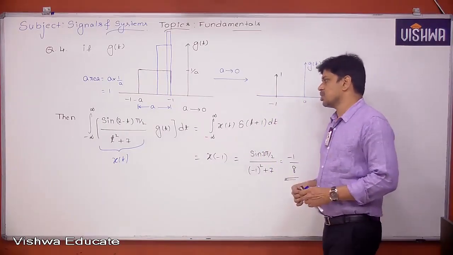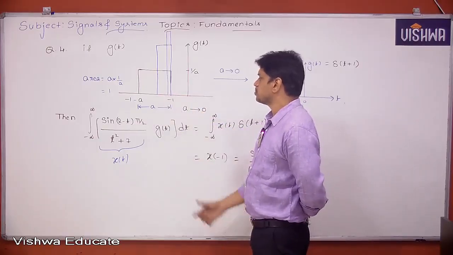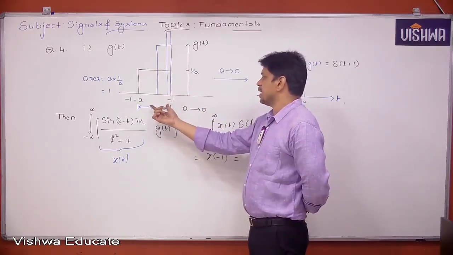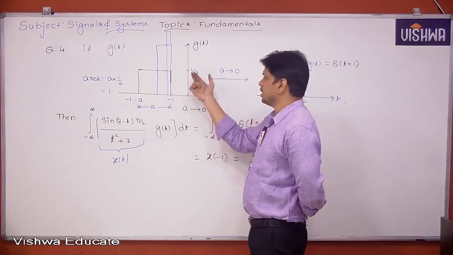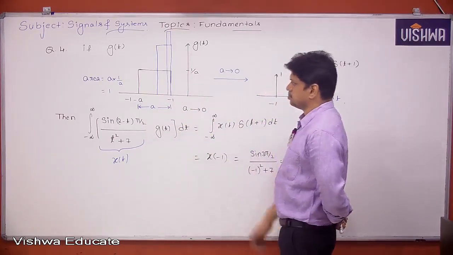So this is very, very important. Many previous GATE questions are also based on this. So remember, when a value tends to 0, 1 by a goes to infinity, and this will become an impulse. Okay, take it.